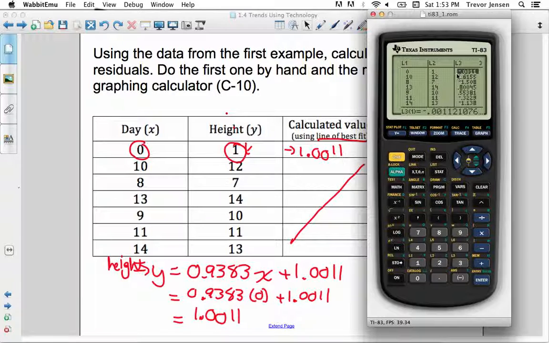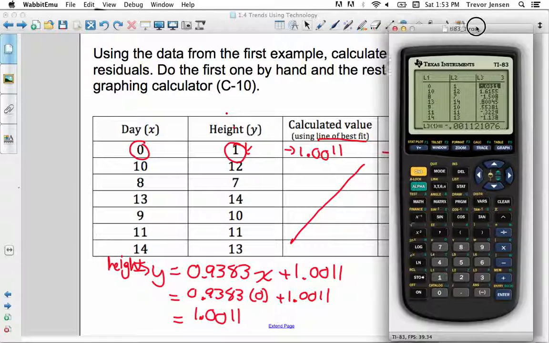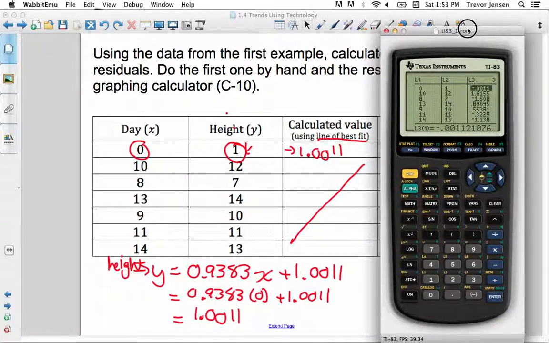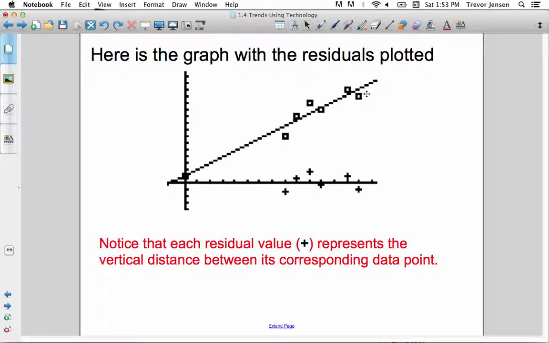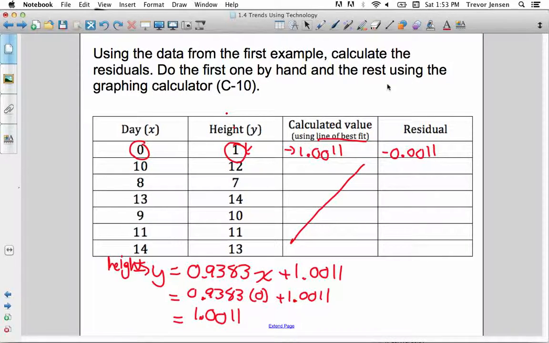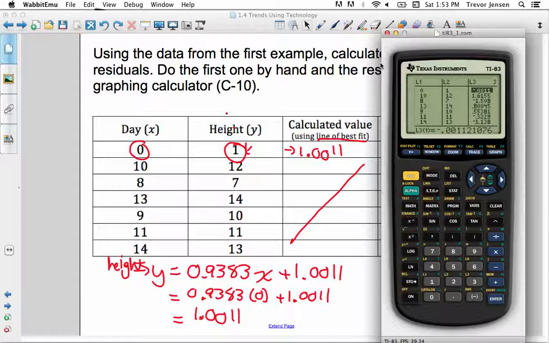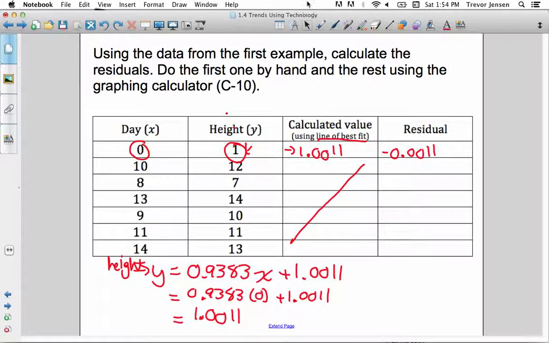You'll notice the first residual value is what we had calculated, negative 0.001. You can copy all of those onto your list, and then you've got all your residual values. I'll just copy a couple down. The next one was 1.6, roughly.